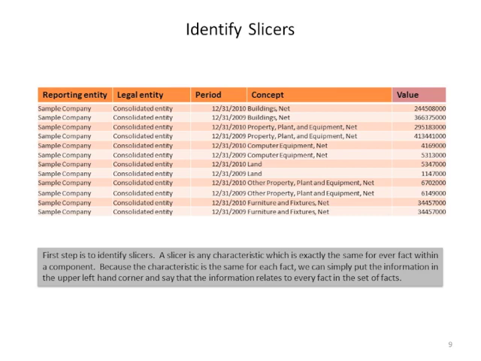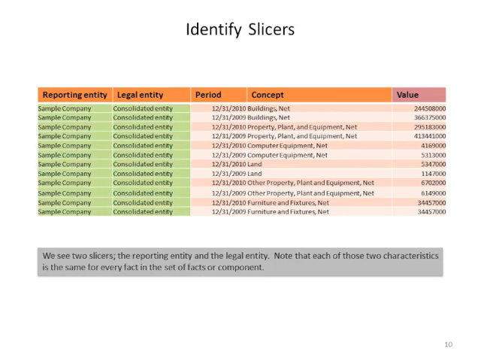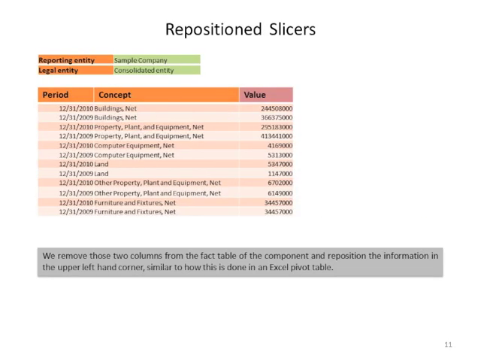We see two slicers, the reporting entity and the legal entity. Note that each of those two characteristics is the same for every fact in the set of facts or the component that we're looking at. We remove those two columns from the fact table or the component and reposition the information in the upper left-hand corner, similar to how we did this in the Excel pivot table.